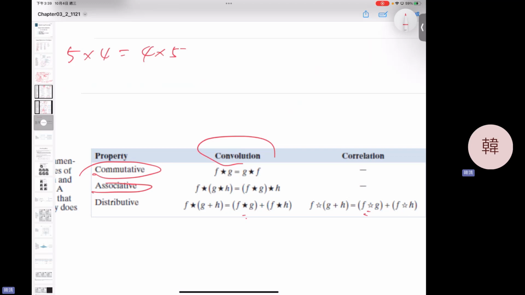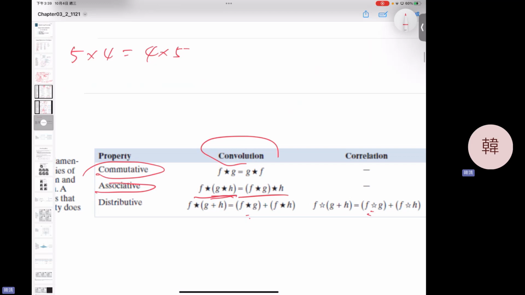And associative is mathematics like this. We apply this G to H convolution first, and then convolve with F later. Exactly the same as F convolve G first, and then convolve H later. It works for convolution, but for correlation, it doesn't work. So now they are totally different.